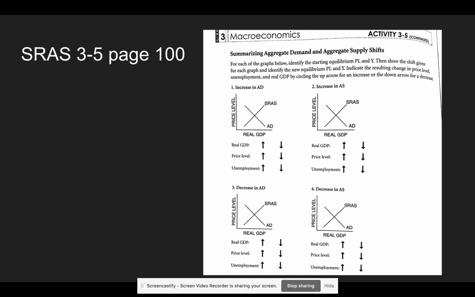So you'll see that we're talking about what's happening with the short run aggregate supply and aggregate demand curves if there's a shift. So basically they're saying for each of these, identify the price level, the equilibrium price level, and the real GDP. So you're going to then show what the shift is and then what is happening after the fact.